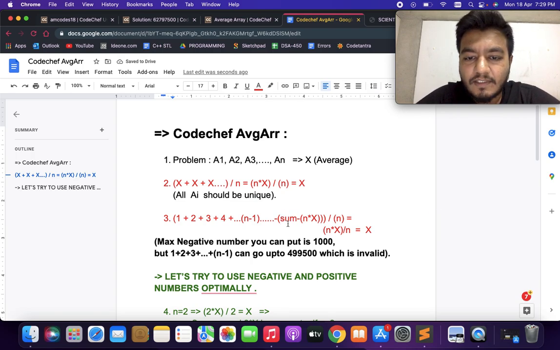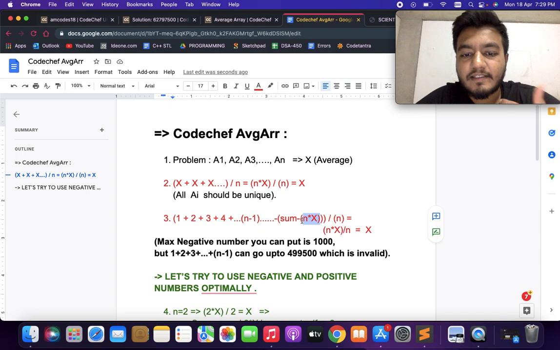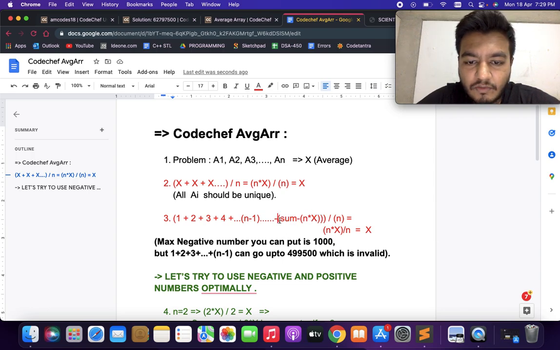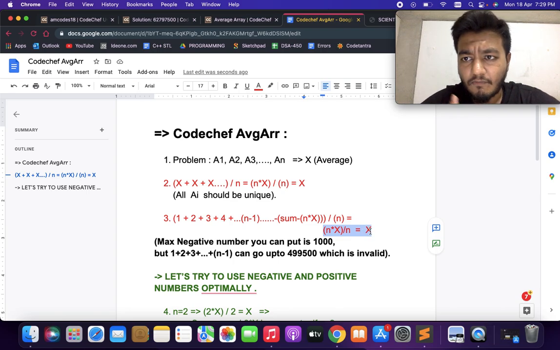So we want this sum to be n into x. And let's assume that this summation, which is this sum, exceeds n into x. So what we now need to do is subtract this difference, because we want n into x but we have exceeded n into x, so we have to do sum minus n into x. So we have to subtract this whole thing, sum minus n into x. Then if you sum it up, it will again be n into x divided by n, which is x, which is what is required.